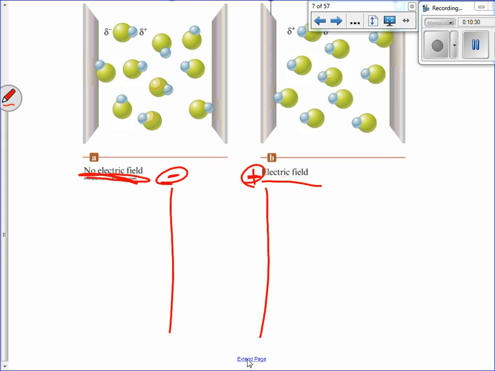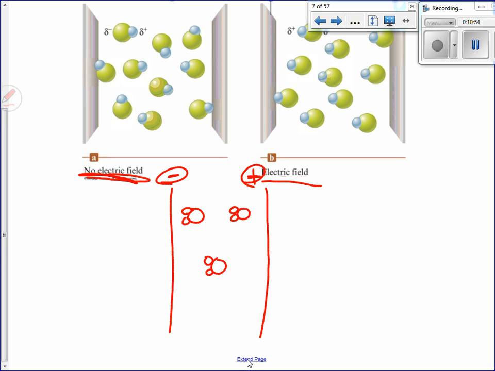So in this case, the way I would draw mine, I put the hydrogens on this side, facing the negative plate, like so. And you know how they love to have you draw things, so expect some drawing type stuff on your free response. Okay.